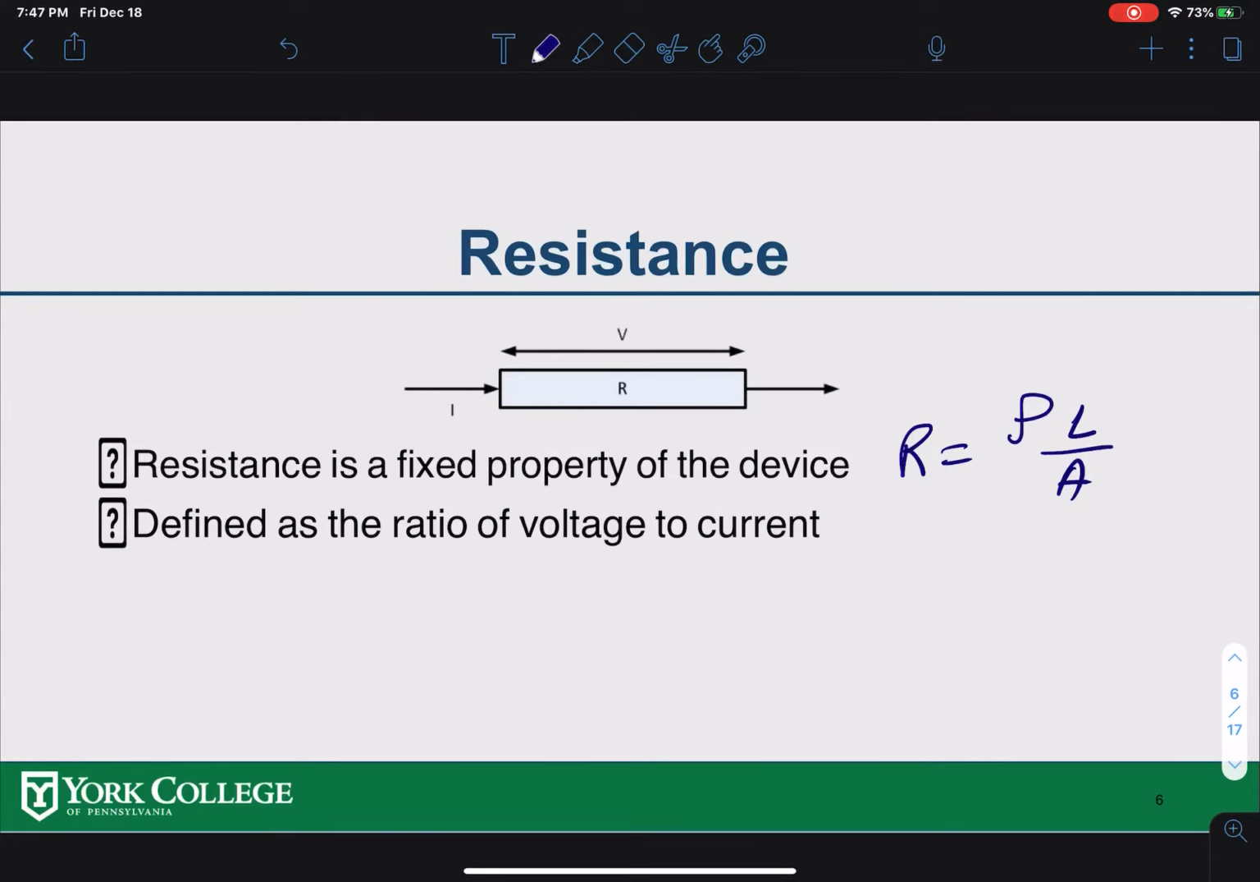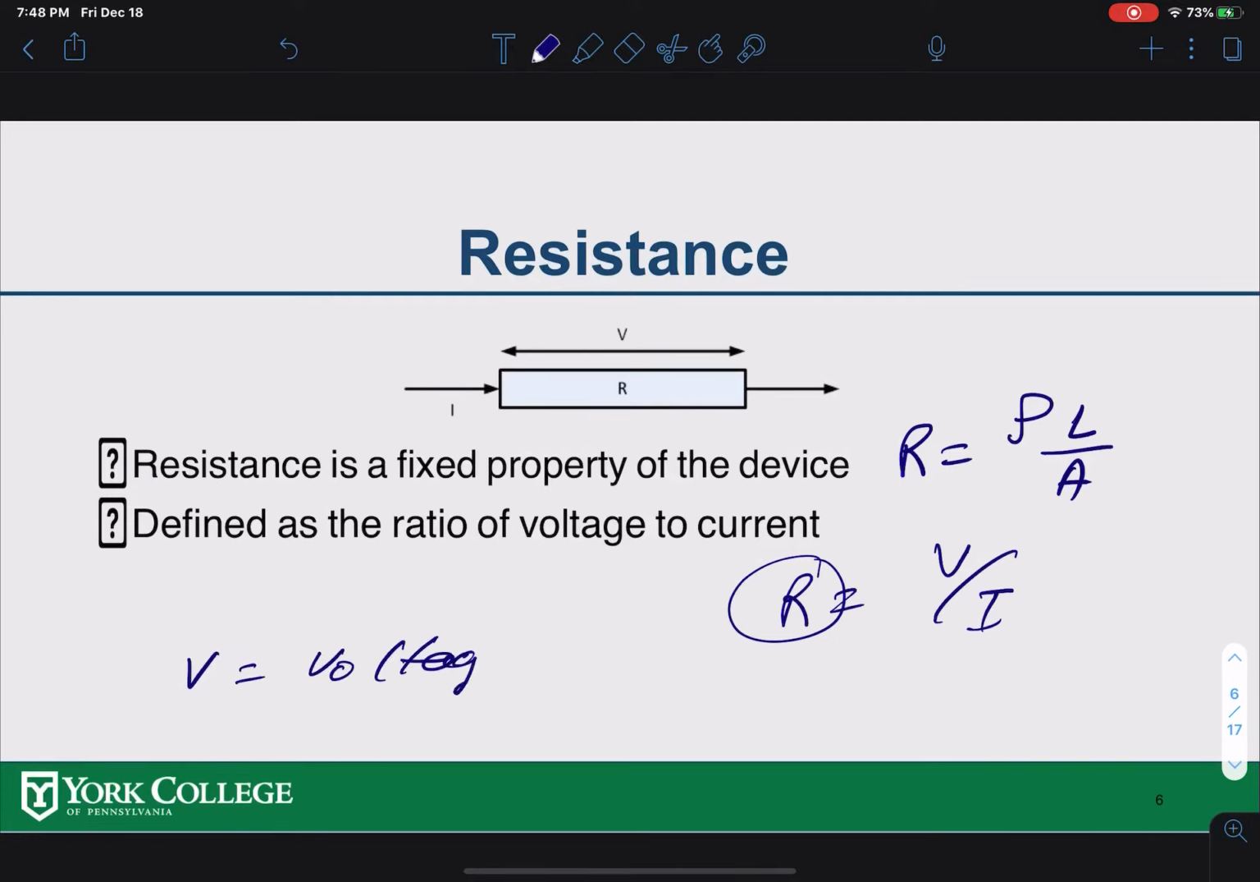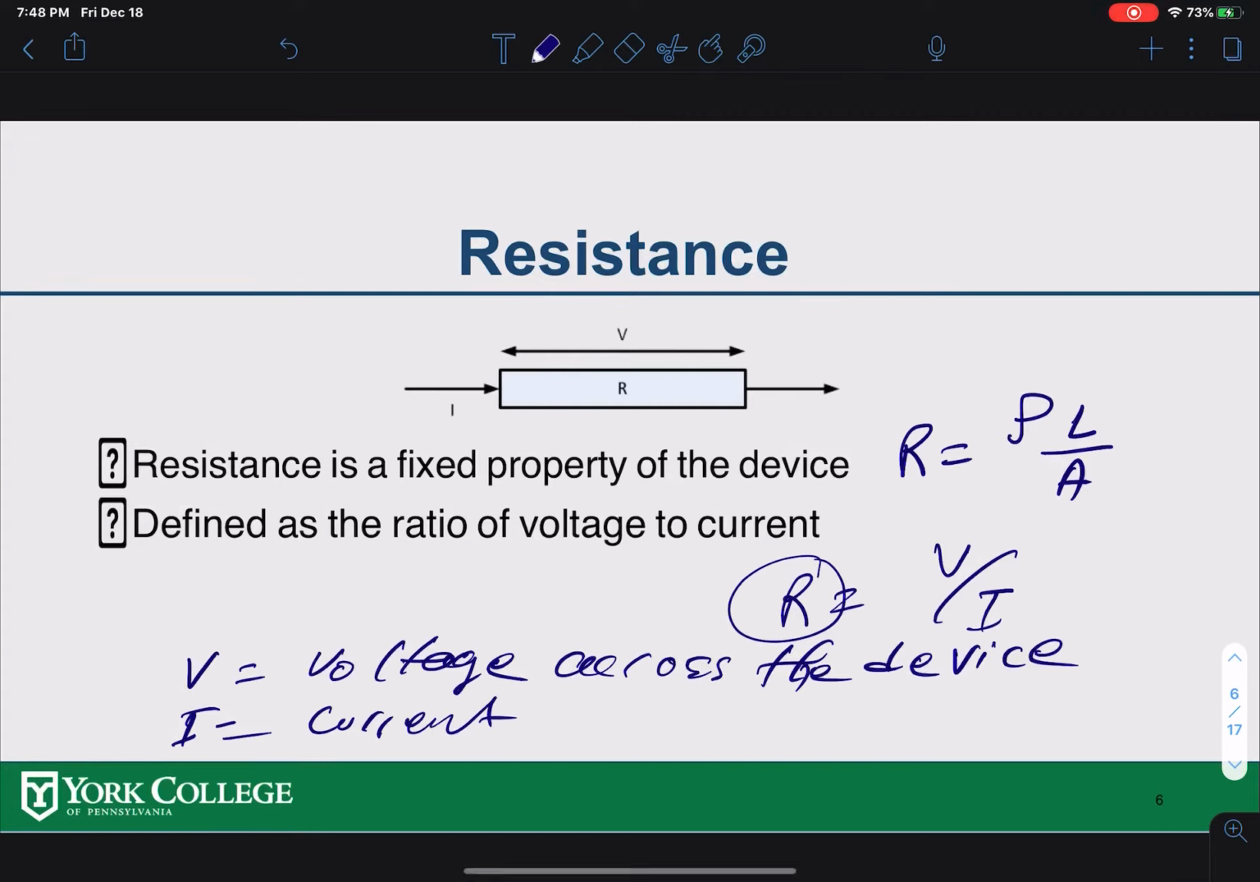We can measure the resistance by using voltage and current. So the ratio is voltage to current. So R is V over I. If you know how much voltage is across that resistance and how much current is going through the device, I can find the resistance of the device. So this V is the voltage across the device, and I is the current through the device.